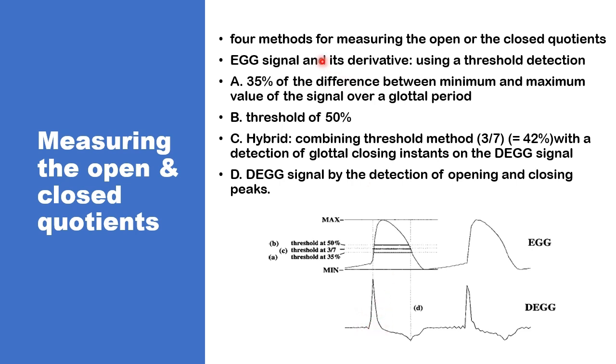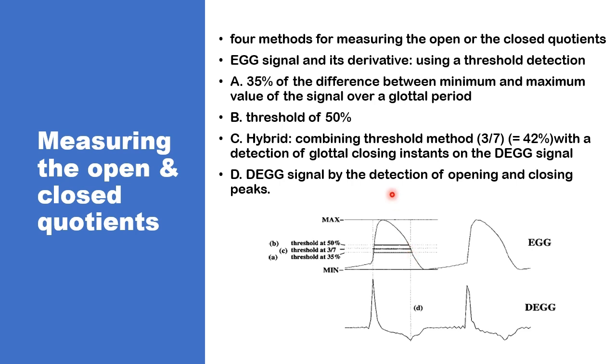There are three other ways of measuring the start and the end of the open and the closed phases. Two of them depend on a threshold between the minimum and the maximum amount of the glottal area. If you go from the minimum to the maximum 35% up, then you would have a straight line here that marks the start and the end of the closed phase, and from here till the other cycle you have the start and the end of the open phase. You can have this line at the 35% level from the bottom, or you can have it at 50%. This was proposed by other researchers, either 35% or 50%.